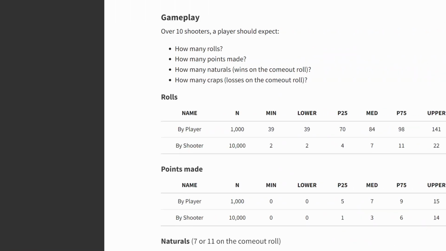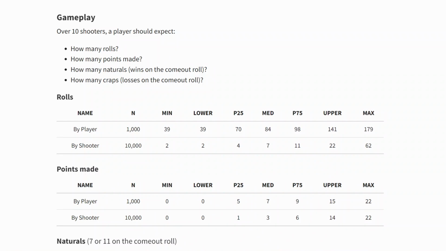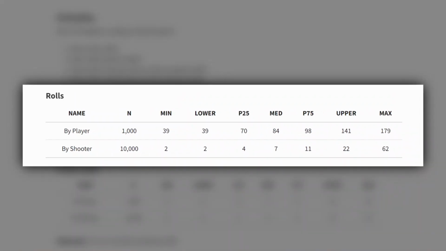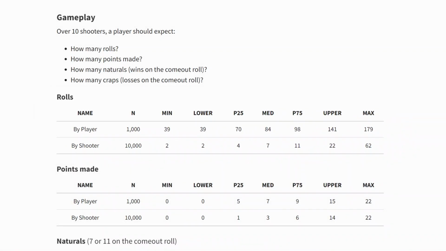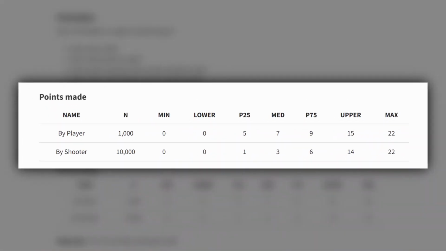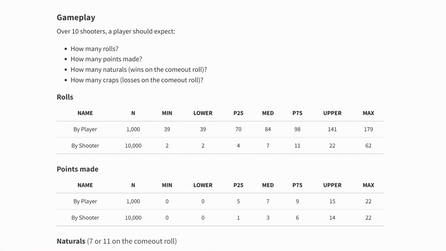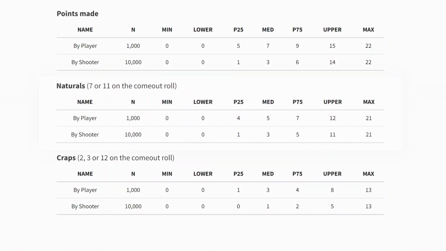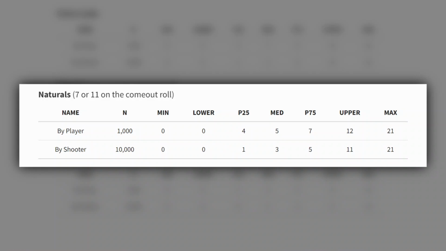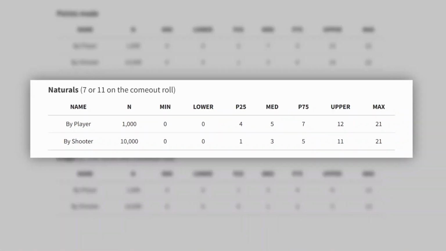Other stuff that's super interesting is what's the gameplay look like? How many different rolls are you playing? So I'll pull up the table here. So this is number of rolls. You can see median for this session is 84, and for the actual shooter is 7. And how many points? So 7 points is the median. 3 points per shooter. The naturals, 5 naturals over the session is our median, and maximum was 21, which is pretty intense.